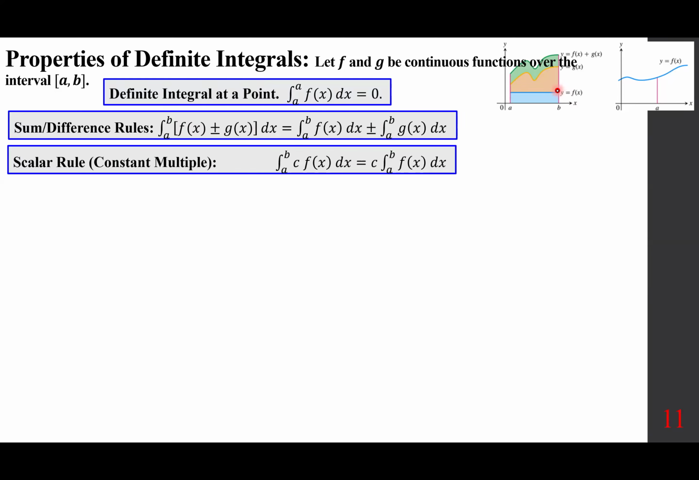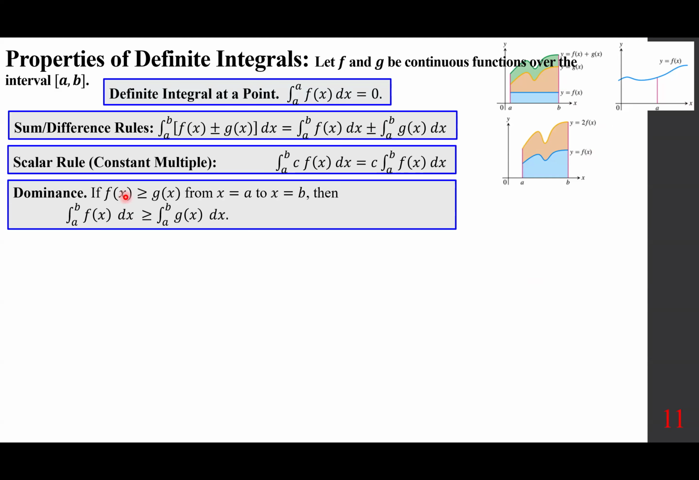Scalar rule. If you have a constant multiple, you can take it out. Think about this. This is f of x. This is 2 times f of x. If f is larger than g from a to b, doesn't matter where, we're just talking about a to b, the integral of a to b f of x dx must be larger than or equal to the integral of a to b g of x dx. So if f is at top of g, it covers a larger area, assuming they're positive, right?